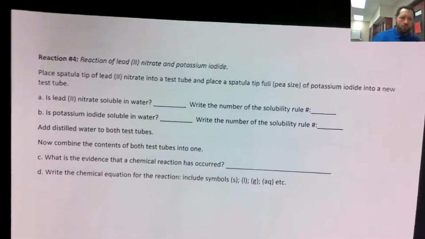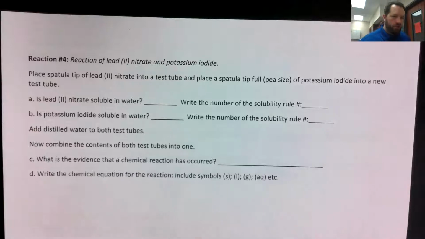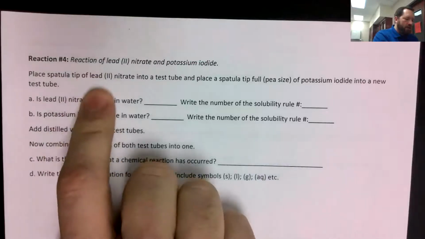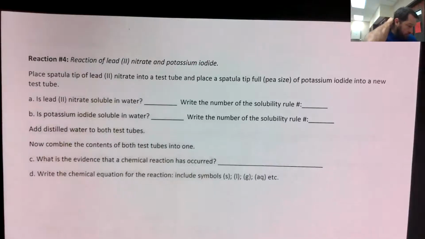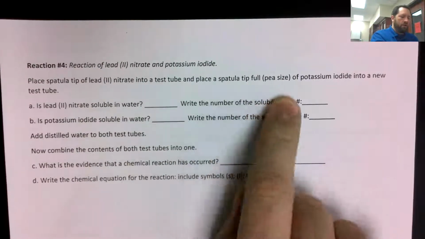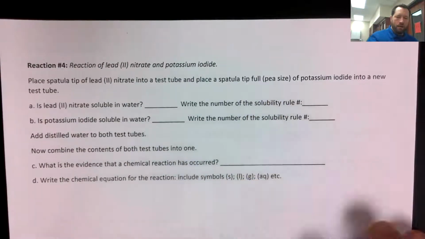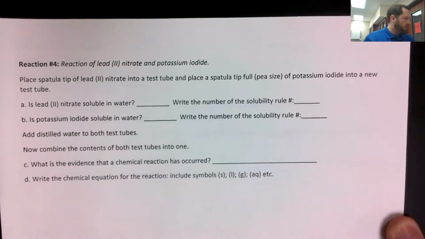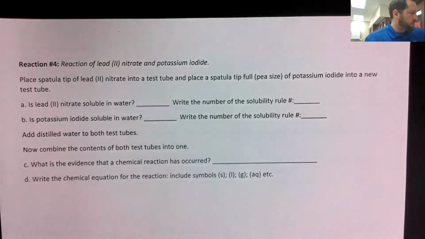All right, so we're on reaction 4. For this one, we're going to start with a spatula tip. So that just means the very end. Again, we don't care about the actual amounts, but we're going to put a spatula tip of lead 2 nitrate and then a spatula tip of potassium iodide into a test tube. So these are going to be 2 little white salts. So I'll work with these guys for you guys here. Show you get these guys.